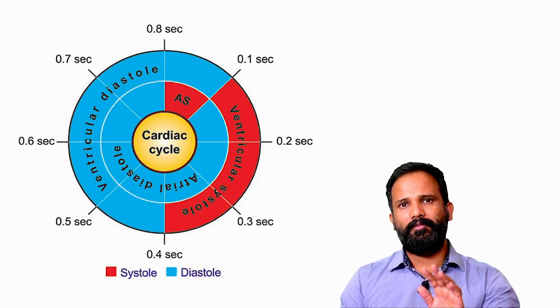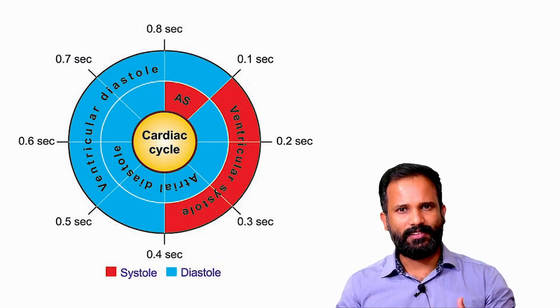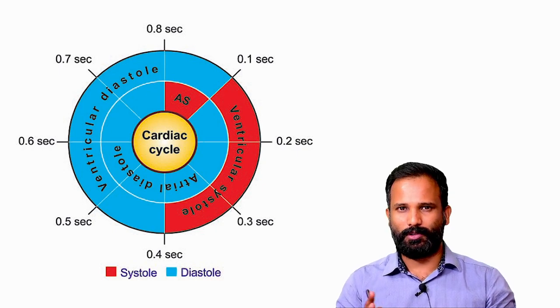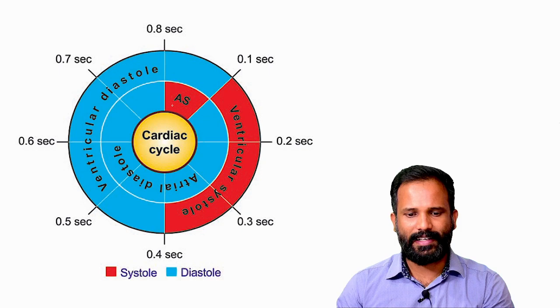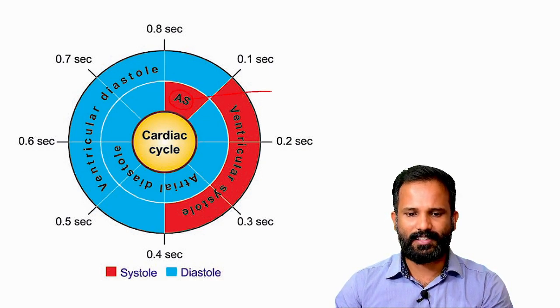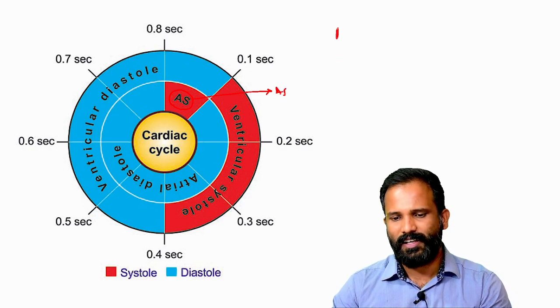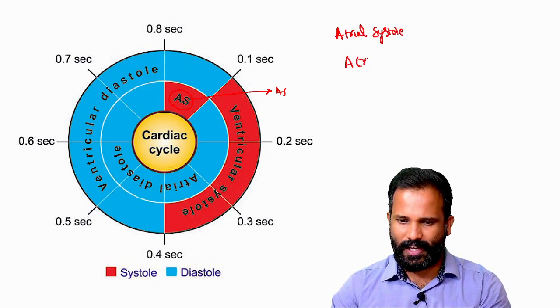So there are two contractile units, atria and ventricles. Events occur simultaneously and separately both in atria and ventricles. Let us see first what the atrial events are. If we say contraction of the atria, we call that atrial systole, and relaxation we call atrial diastole. So we have atrial events: atrial systole and atrial diastole.